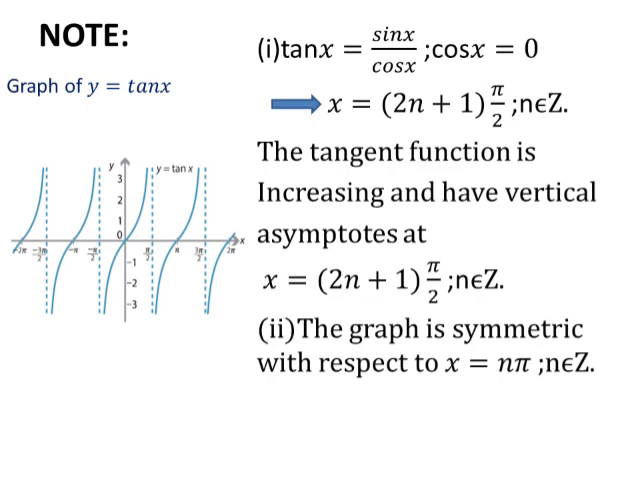Next point, the graph is symmetric with respect to x equal to n pi where n is an integer. That is, x is equal to 0, plus or minus pi, plus or minus 2 pi, etc. Here the graph is symmetric about origin. Symmetric about origin means if we take a point (x, y) on the given curve, (-x, -y) also lies on the given curve. So it is symmetric about origin.